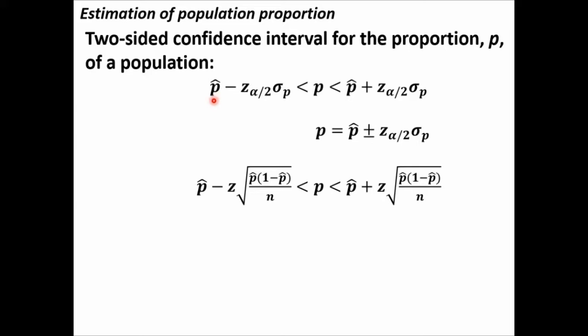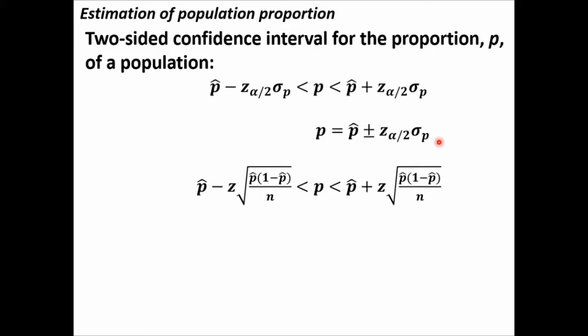So P is the population proportion, P hat is the sample proportion, and as you can see here, P is estimated by P hat minus the margin of error, consisting of the Z value, which we are all familiar with now, times the standard deviation of proportion. The upper value is P hat plus the margin of error, consisting of the Z value times the standard deviation of proportion, or the standard error. So P equals P hat plus or minus Z times sigma P.